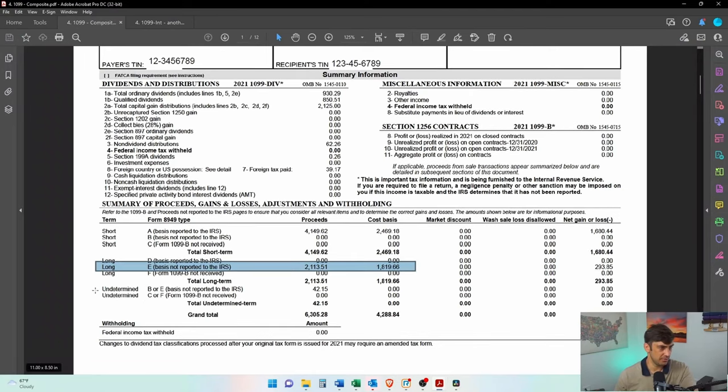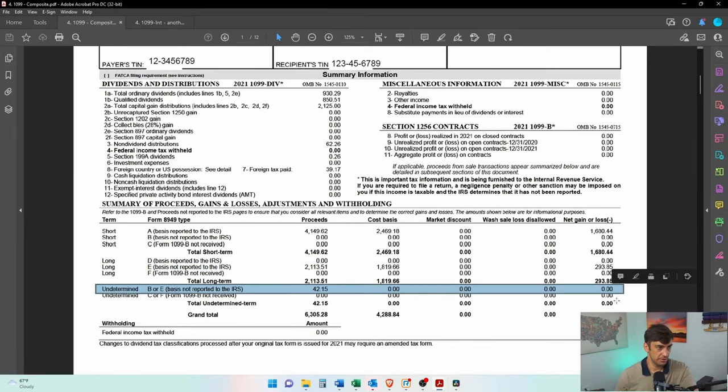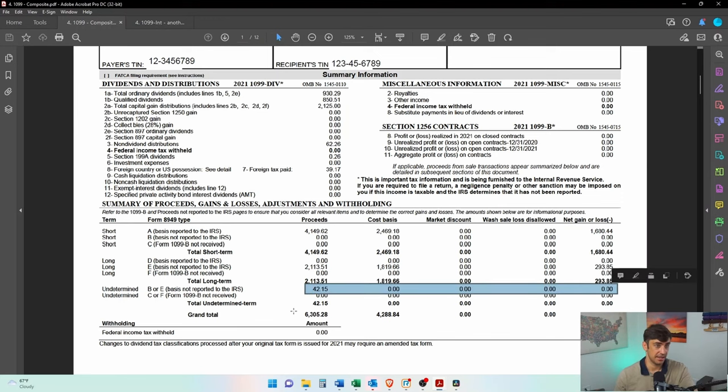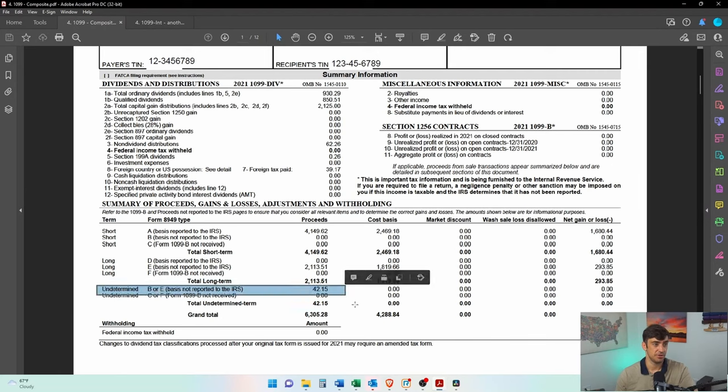This is a little more uncommon, but this is kind of immaterial, $42. If this was a very big amount, I would be concerned, but in this case I'm not too concerned. So we're essentially just going to report the $42 as gain. But what happened here, undetermined, you'll see, basis is not reported. So I believe, generally speaking, what happens is you buy this stock a long time ago, and then brokerage accounts, like banks, get bought out by bigger ones.